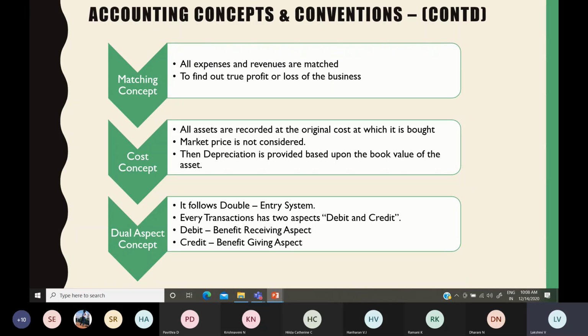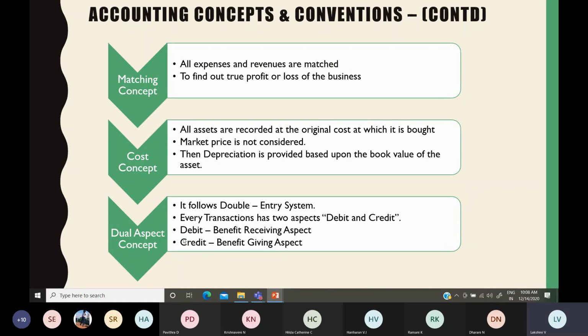One is the debit aspect, the other one is the credit aspect. So every transaction, whatever you are making entries in journal entries, will have two aspects. One is the debit aspect and the other one is the credit aspect. Whatever benefit you are receiving, the benefit receiving aspect is considered as the debit aspect. The benefit giving aspect is considered as the credit aspect.